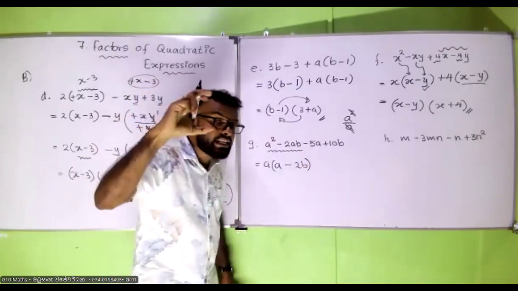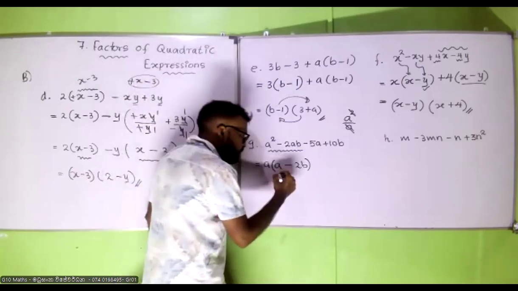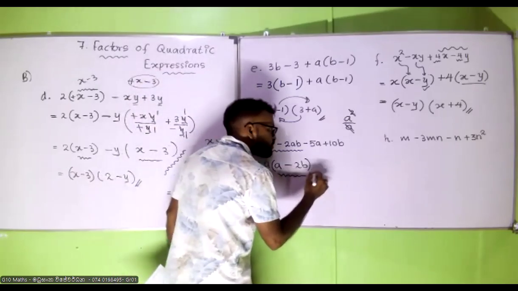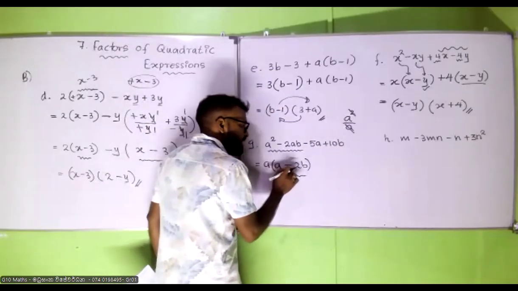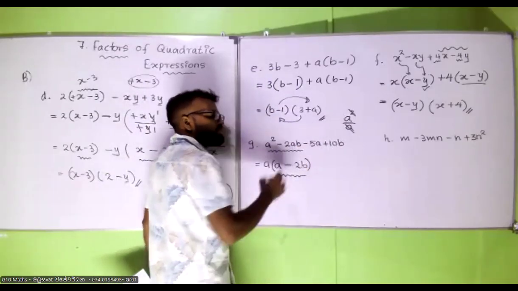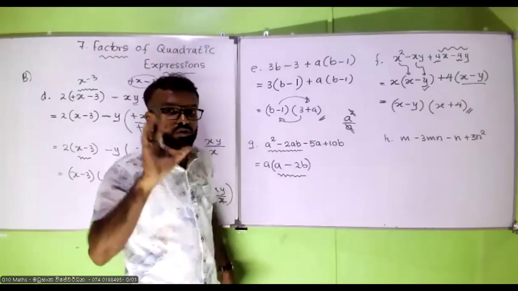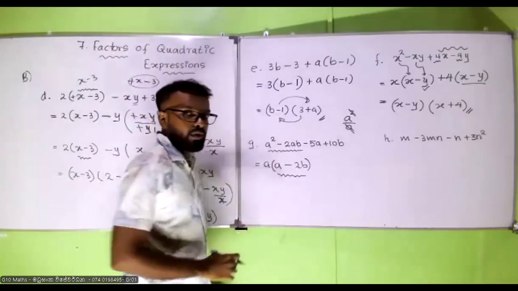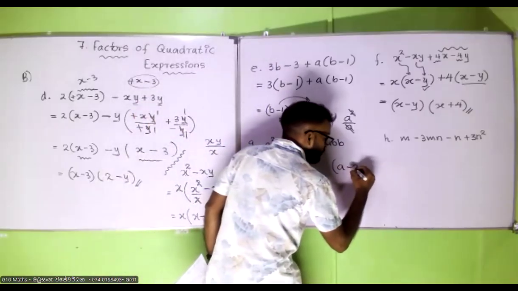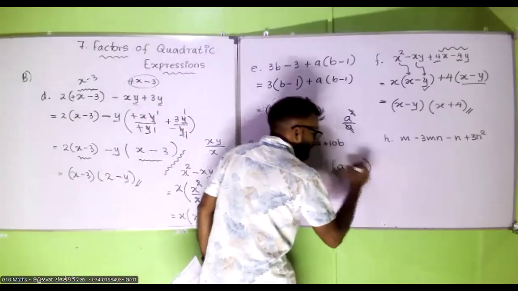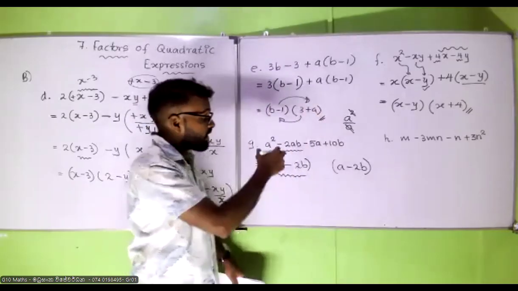Now the hint is, I am going to make this a minus 2b by using this. How am I going to do that? If you want, you can do it like this. This is a minus 2b, so I am going to write the same thing here: a minus 2b. Then I am going to match how it becomes a minus 2b.